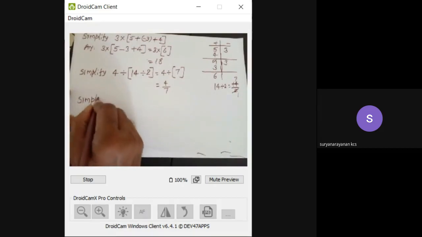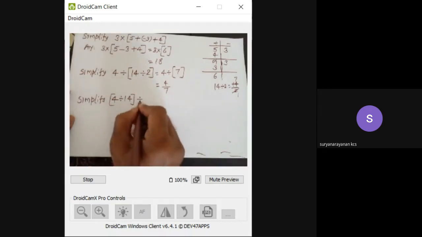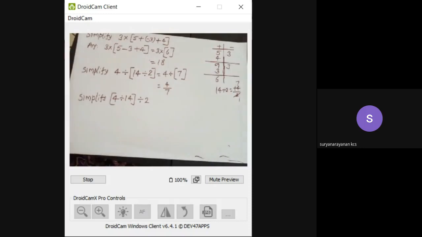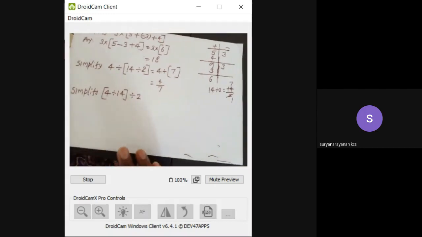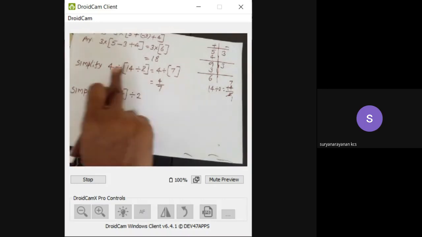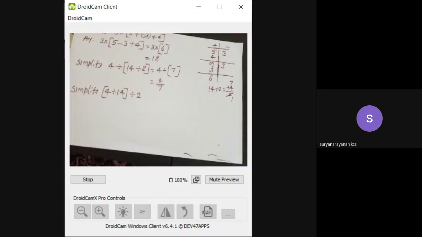Simplify: 4 divided by 14, then divided by 2. Now tell me the answer. I have taken the same numbers. See here: 4, 14, 2. But the position of the square brackets has changed here.